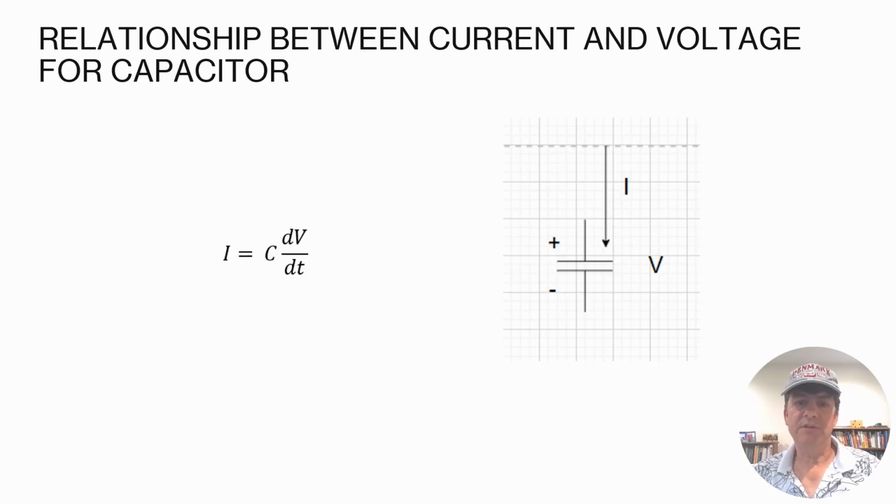The math describing the capacitor is shown on the slide. The slide illustrates that the current flowing into or out of a capacitor plate is related to the voltage across it by the equation shown. For a positive dV/dt, current flows into the positive plate of the capacitor. For a negative dV/dt, current flows out of the positive plate.